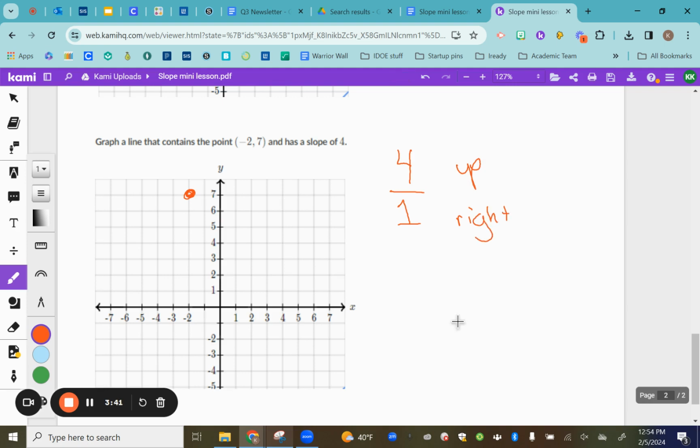Well, I kind of have a problem here because I can't go up 4. So instead, I'm going to go backwards and I'm going to figure out what point over here will go up 4 and then over 1. And I think it's right here because it'll go up 1, 2, 3, 4. So there's our point. 1, 2, 3, 4, and over 1. Then I do the same thing again. I know it's going to have to go 1, 2, 3, 4, and over 1. And there is our line.